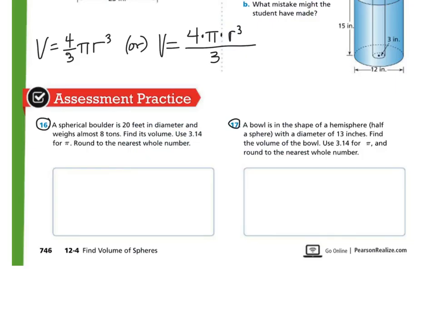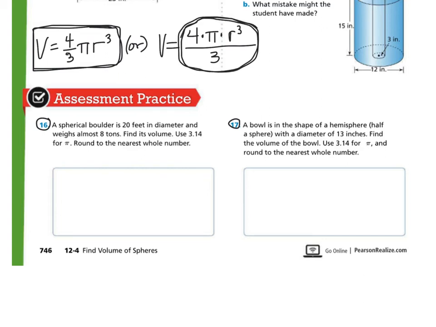For this lesson, we're going to focus on the 2 questions in the assessment practice piece at the end of lesson 4. So don't forget, here is your volume formula. This is how you'll normally see it written: volume equals 4/3 times pi times radius cubed. But the other way you can think about it is how you actually calculate, which is doing 4 times pi times radius cubed, and then divide by 3.